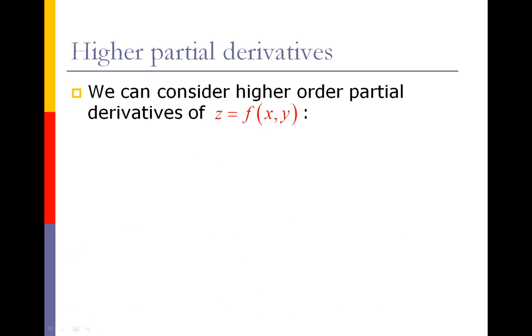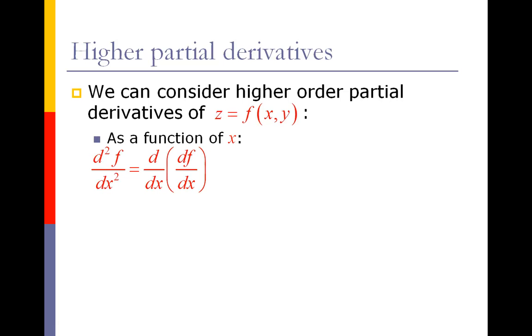and bring it into the idea of higher derivatives. So what we can do is consider higher order partial derivatives for a function of two variables. For instance, if we think of this function as a function of x, we have our good old idea of the second derivative, that being the derivative of the first derivative, and we can do exactly the same thing for this function.